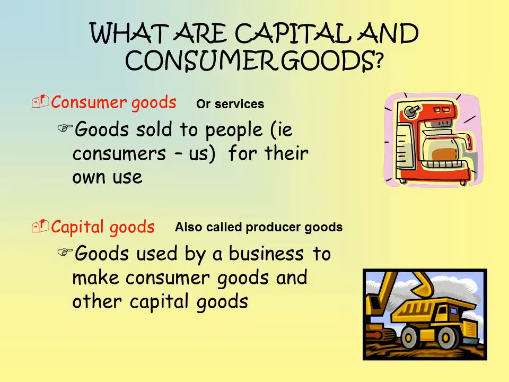So what are capital and consumer goods? Consumer goods are the things that we buy as consumers, for example, a coffee pot or food. We buy these at retail stores for our own use.